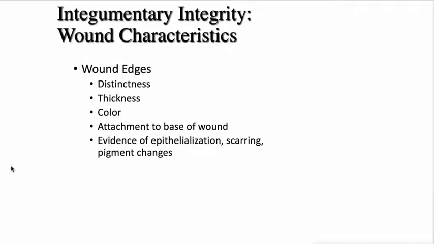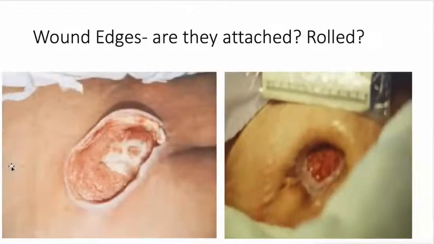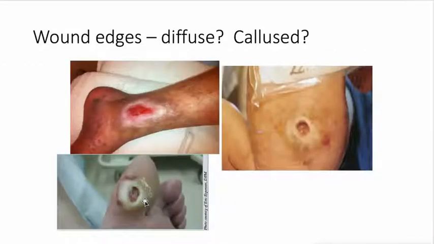You want to look at the wound edges. Are they distinct? What is the thickness? What is the color? Are they attached to the base of the wound? Is there evidence of epithelialization, scarring, and pigment changes? These are some pictures of wound edges, and as you can see, these aren't really attached very well. So that's a very important consideration. That's going to cause a problem in healing.